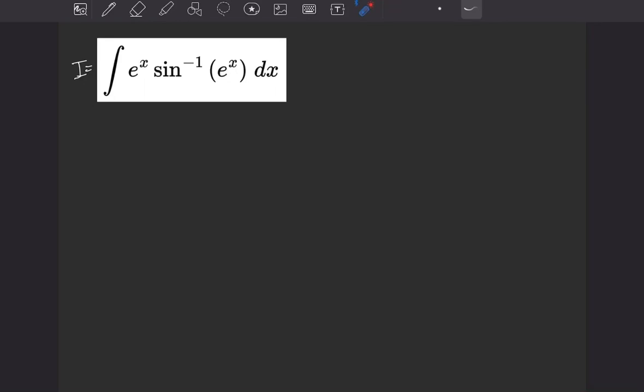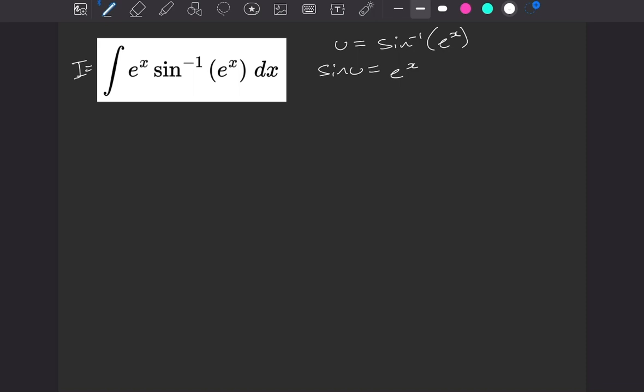Today we're going to integrate e to the x multiplied by the inverse sine of e to the x. So the first thing we'll do is differentiate the inverse sine of e to the x. If we say u is equal to the inverse sine of e to the x, we can rearrange that and say sine u is equal to e to the x.